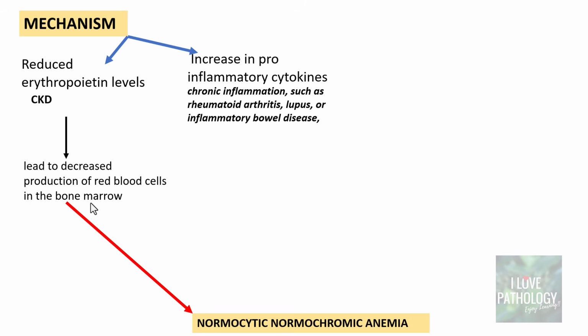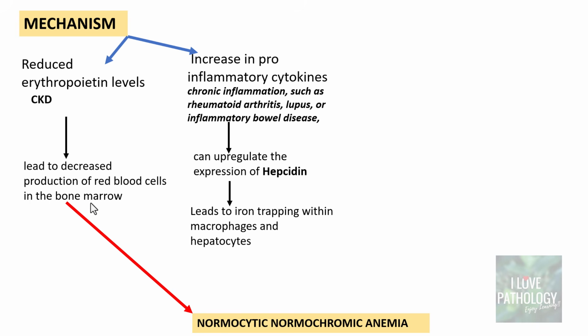The second important mechanism is an increase in pro-inflammatory cytokines. This happens in inflammatory conditions such as rheumatoid arthritis, systemic lupus erythematosus, or even inflammatory bowel disease. These are all chronic inflammatory conditions. What these cytokines do is upregulate the expression of hepcidin. Now we know that hepcidin is an important component of iron metabolism. Whenever there is upregulation of hepcidin, that leads to trapping of iron within the macrophages and hepatocytes, which results in impaired utilization of iron for RBC production, and that results in normocytic normochromic anemia.